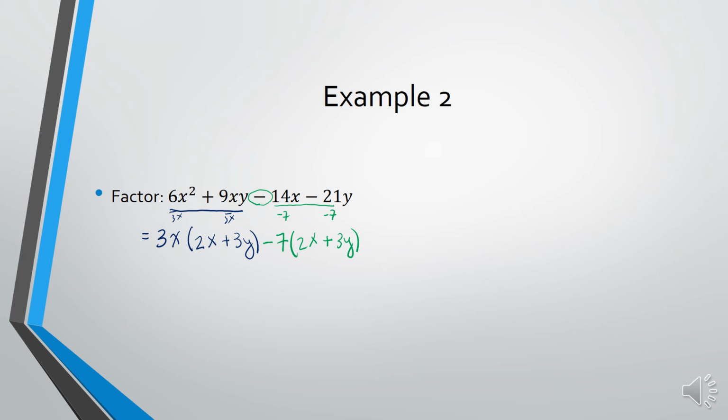We have a similar situation happening here, where I have a term that's repeated. So I'll pull that term out. And now we're dividing both terms by 2x plus 3y. When I do that, I'm left with 3x from my first term and minus 7 from my second. So we factored our polynomial as 2x plus 3y times 3x minus 7.